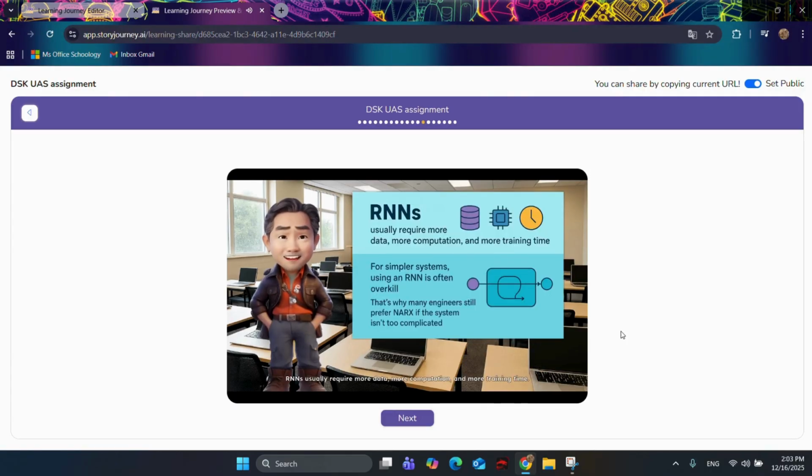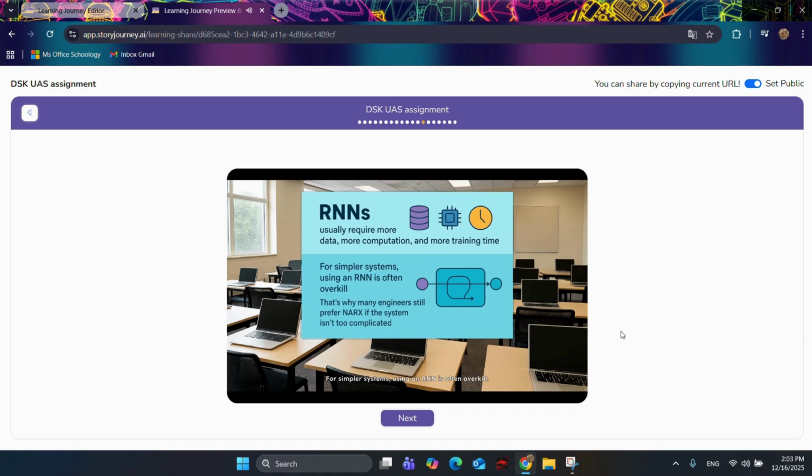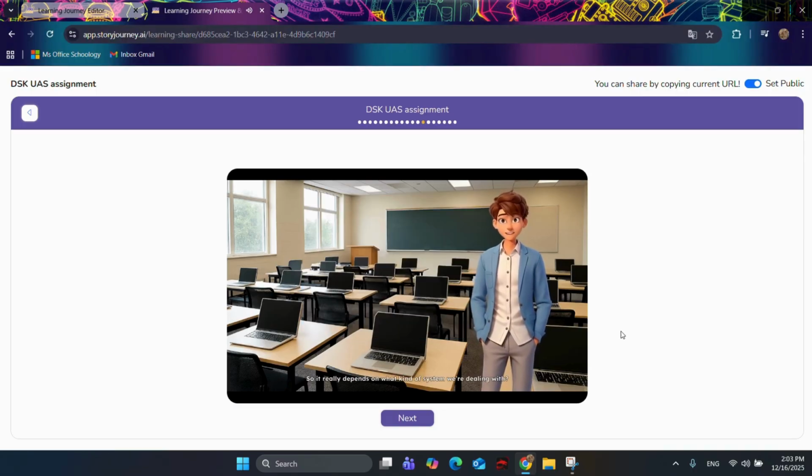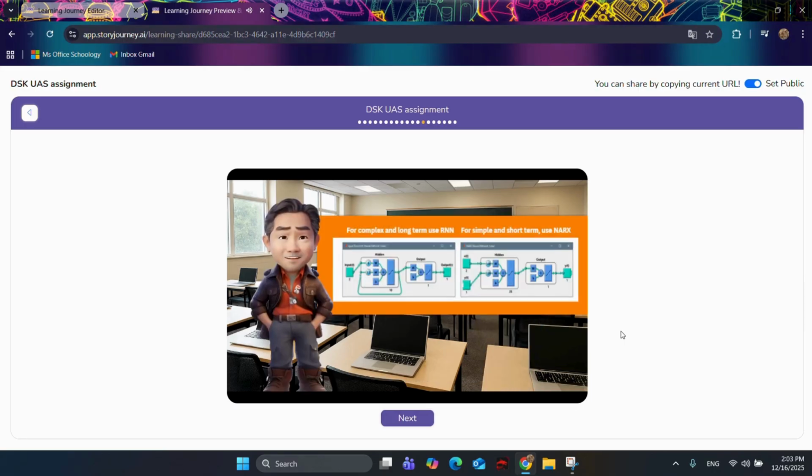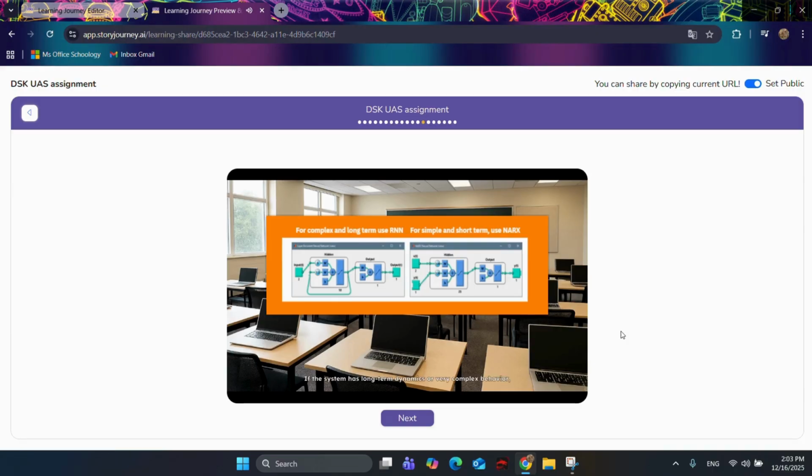Absolutely. RNNs usually require more data, more computation, and more training time. For simpler systems, using an RNN is often overkill. That's why many engineers still prefer NARX if the system isn't too complicated. So it really depends on what kind of system we're dealing with? Exactly. If the system has short-term relationships and is relatively simple, NARX is usually enough. If the system has long-term dynamics or very complex behavior, RNN or LSTM is the better choice.